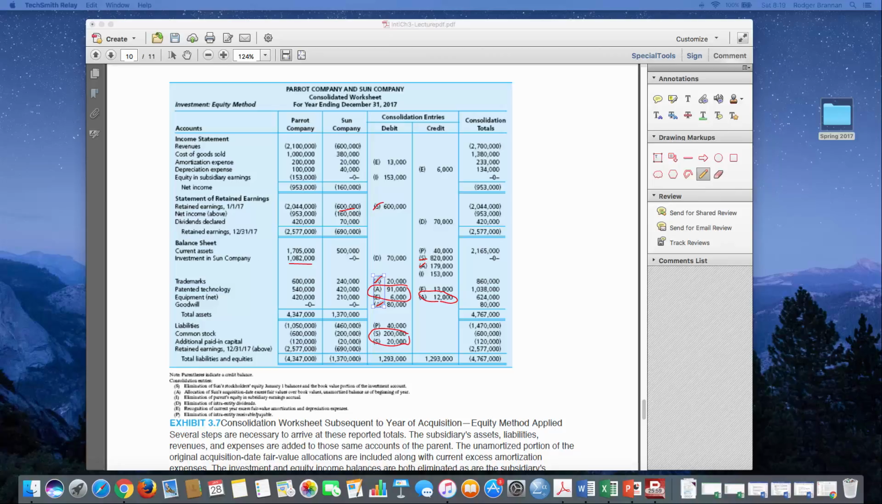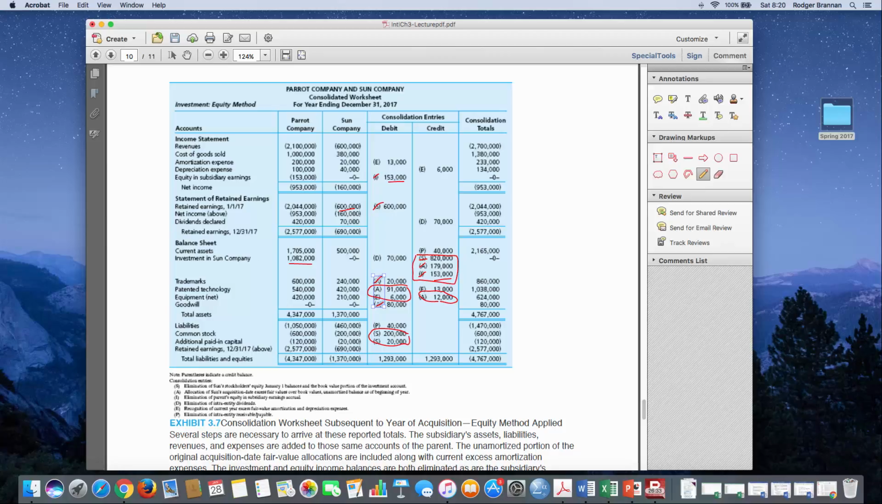Okay, just like we did in the previous example, one of the adjustments against the investment account is to eliminate the effect of what the parent recognized as its net earnings. So Sun had 160, but you have the $70,000 adjustment, so that nets out to 153,000. So that wipes out this amount because you can't show income from a company within yourself, and likewise it eliminates it against the investment account. So this really wipes out my investment account.